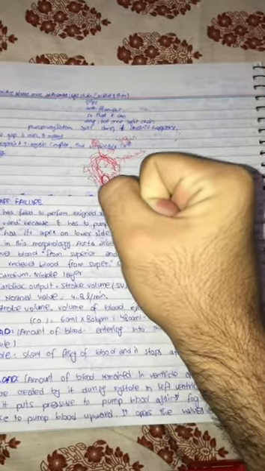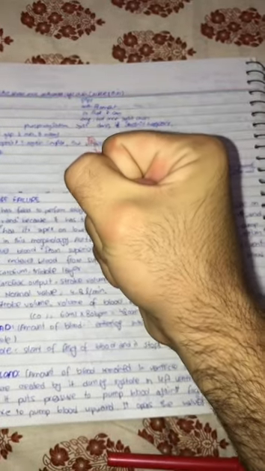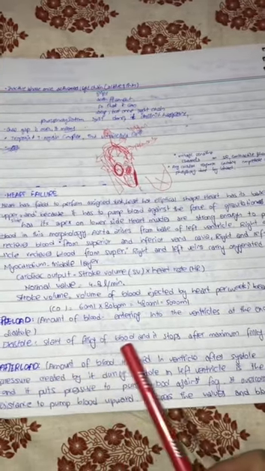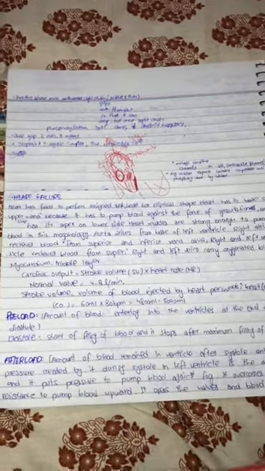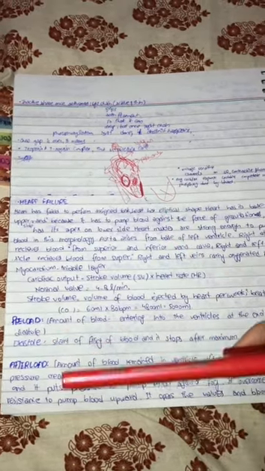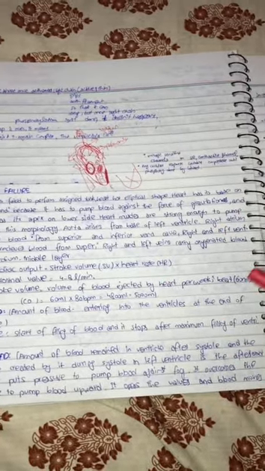And when this fist is opened, here the atria and ventricles push the blood out of the organ. So when the fist is closed, it is diastole, a resting phase, and if it is open, it is systole. Diastole is the start of the filling of blood, and it stops after maximum filling of the ventricles. When the ventricles are filled, that is diastole. I have discussed what diastole is.